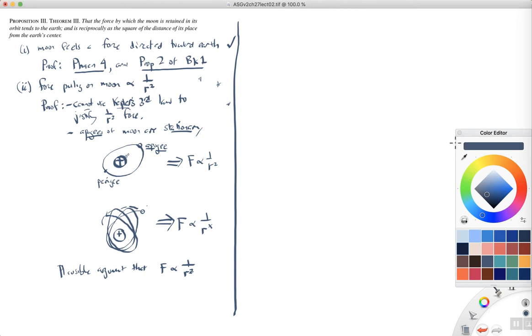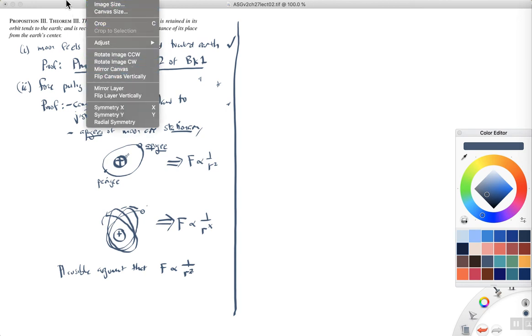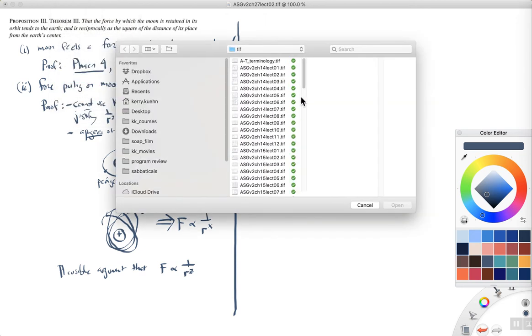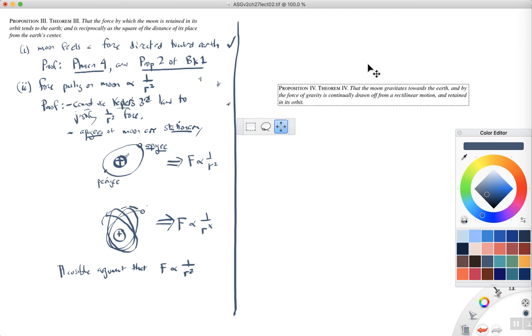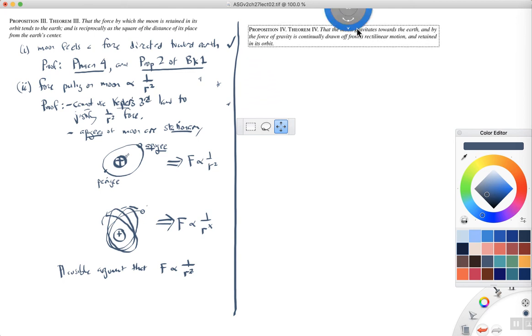Okay, let's put that behind us. I'm going to introduce you to proposition 4, theorem 4, tell you the basic idea, and then I'll go through that proof in the next lecture. So let me import that. Here's proposition 4, theorem 4. I'll read it for you, and then I'll make a few comments and then discuss this in more detail in the next lecture. Because this one is going to take a bit more time, but this is really the most fantastic proposition that Newton comes up with.